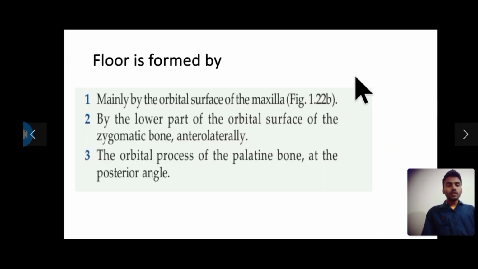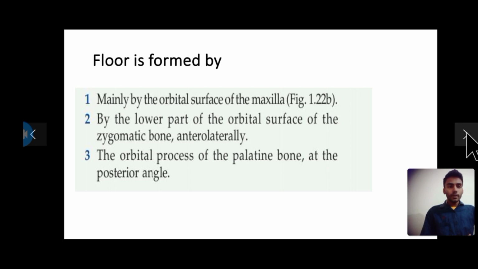So the floor of this orbit is mainly formed by the orbital surface of the maxillary bone. So it is the floor. Okay, so this floor is formed by the orbital process of the maxillary bone. Anterolaterally, it is formed by the zygomatic bone through this side, and posterolaterally, it is formed by the palatine bone.